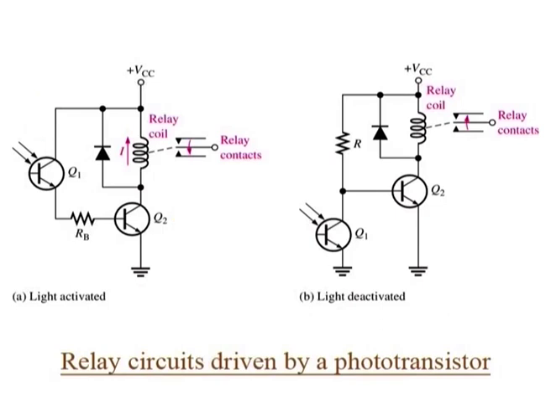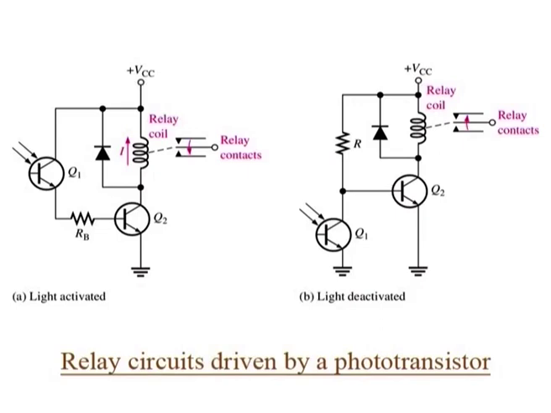Figure B shows a circuit in which a relay is deactivated by incident light on the phototransistor. When there is insufficient light, transistor Q2 is biased on, keeping the relay energized. When there is sufficient light, phototransistor Q1 turns on. This pulls the base of Q2 low, thus turning Q2 off and de-energizing the relay.